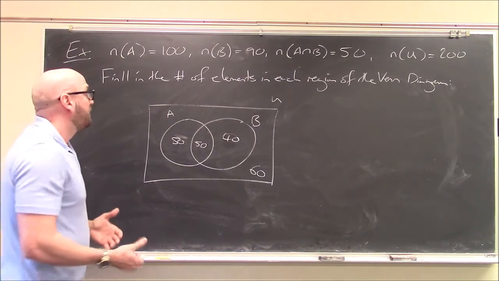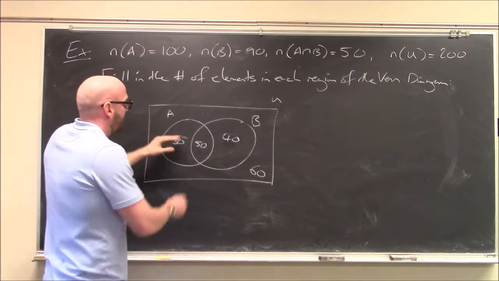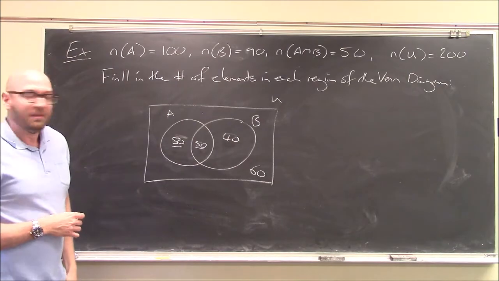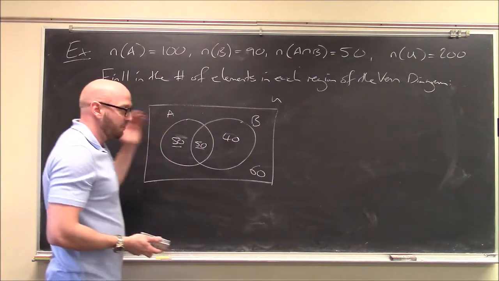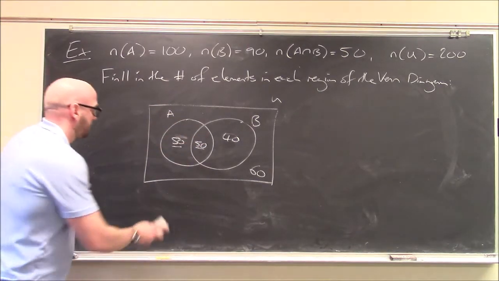So you should have this intuitive understanding of, okay, if I know there's 100 elements in A, and I've already accounted for 50 in the intersection, then there must be 50 more outside. I haven't written down the calculations that we're doing, but if you have this intuitive understanding, these problems aren't particularly difficult.